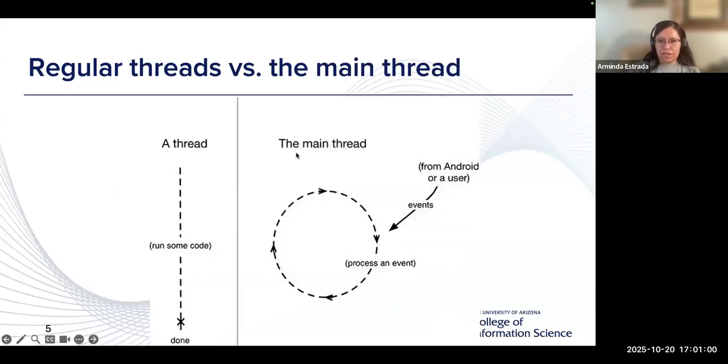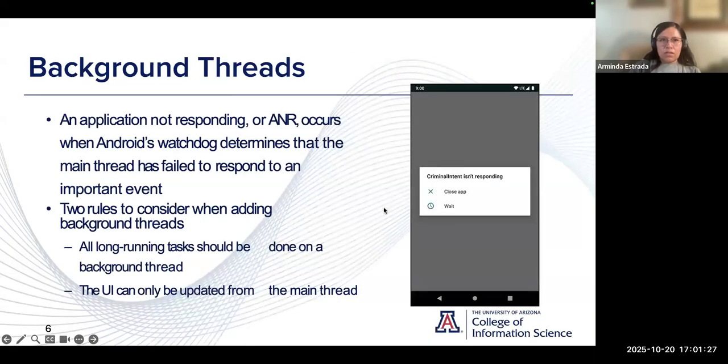So here, this is how it looks. We have a thread: you run some code and then it's done. Versus the main thread, which is pretty much running at all times. Then Android or the user might trigger an event, and the main thread processes that event and then continues to what it was doing before, or a new task after. So this is a normal thread, but the main thread just goes in a loop. An application not responding, or ANR, is what happens when it crashes. It occurs when Android's watchdog determines that the main thread has failed to respond to an important event.